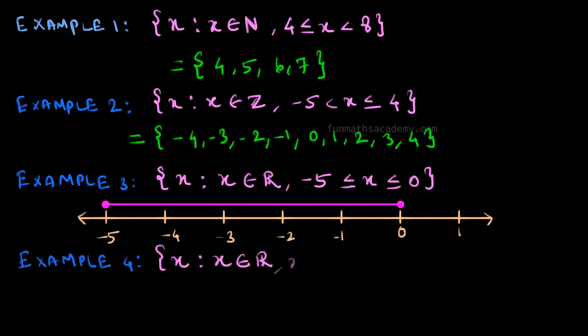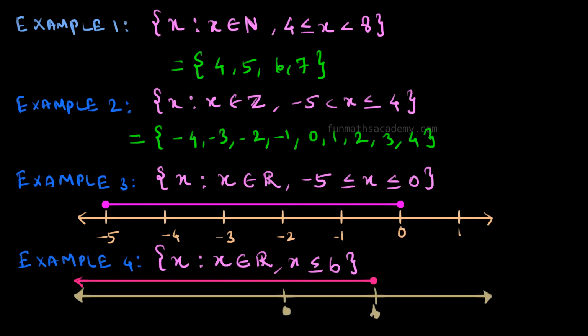Number 4. The set of all x such that x is a real number and x is less than or equal to 6. This set will contain every real number to the left of 6 on the number line, including the number 6. So in this video, we learned about set builder form and roster form, which are used to represent a set.